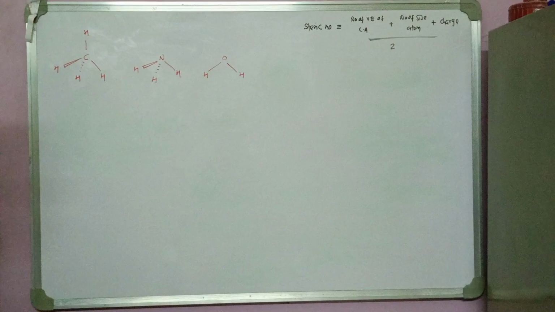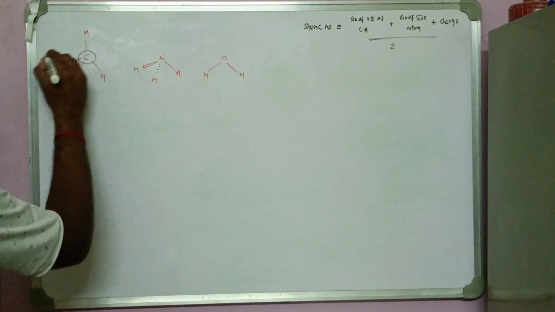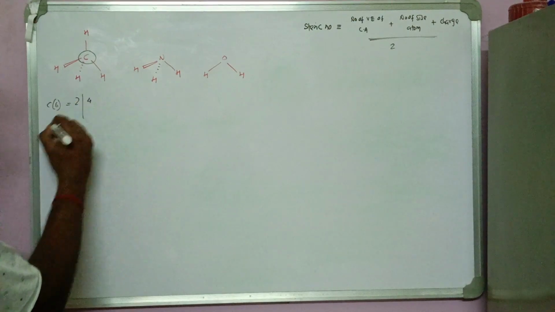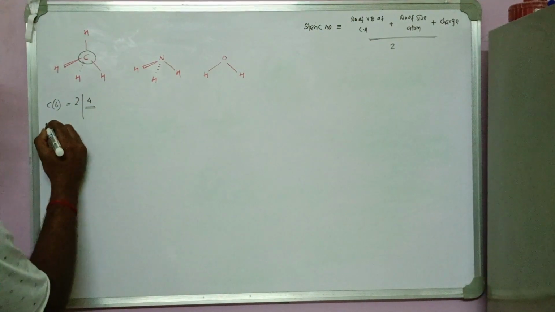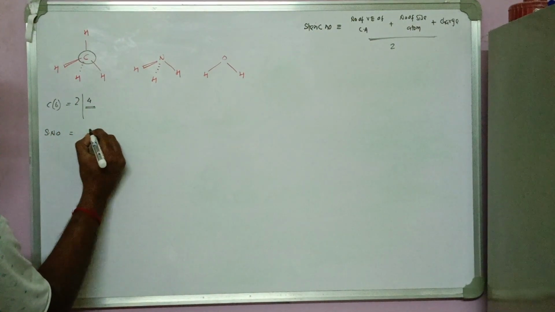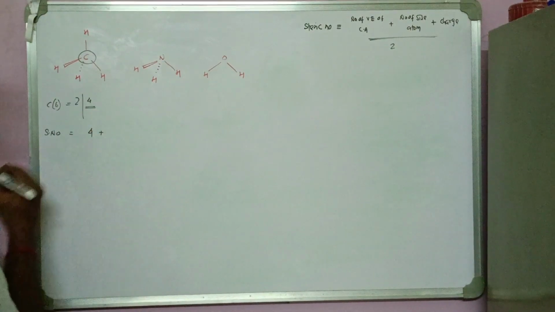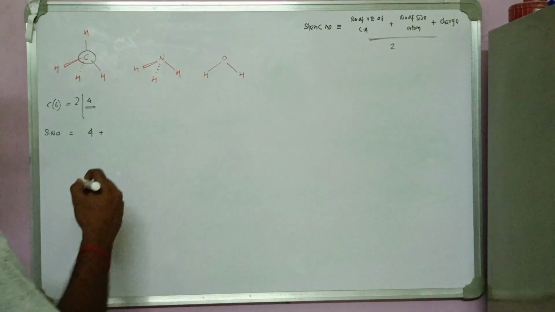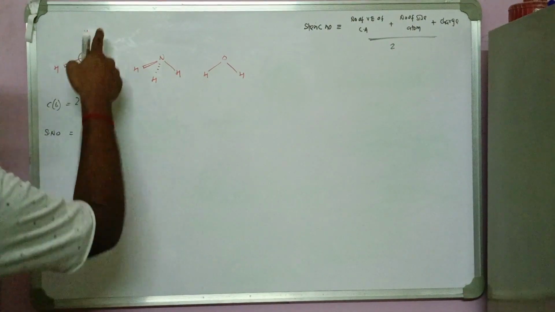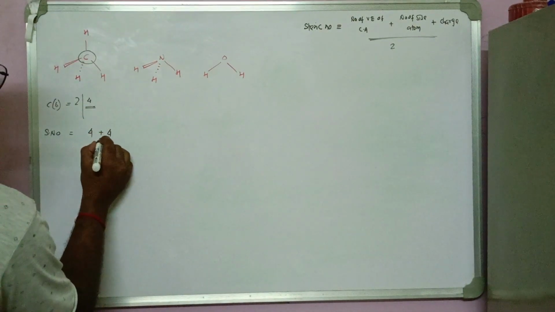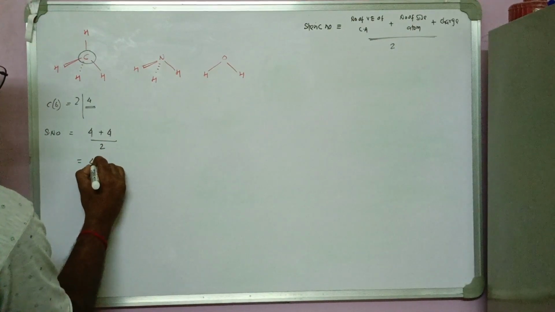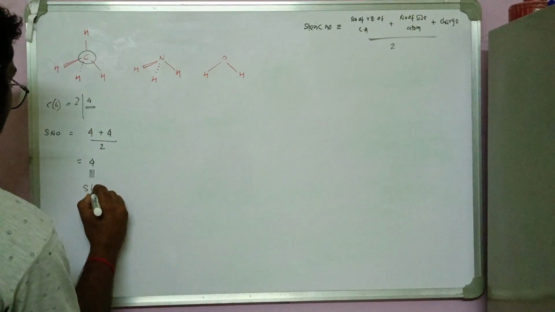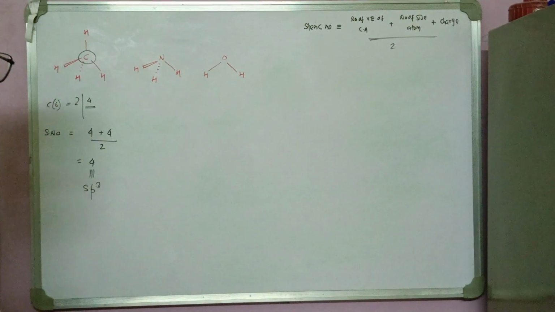For the methane molecule, we know that for carbon the atomic number is 6, so 2, 4. So the valence electron count is 4. So the steric number equals 4 plus the number of side atoms, 4 hydrogens, and all hydrogens are monovalent in nature, so 4. There is no charge on that species, so divided by 2. So we will have the steric number to be 4. And for steric number 4, the hybridization is sp3.